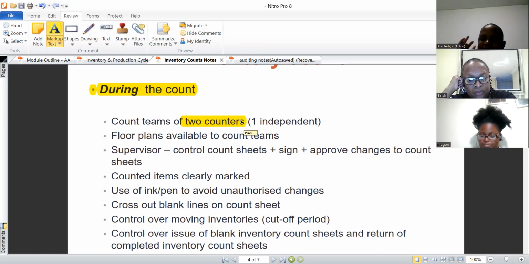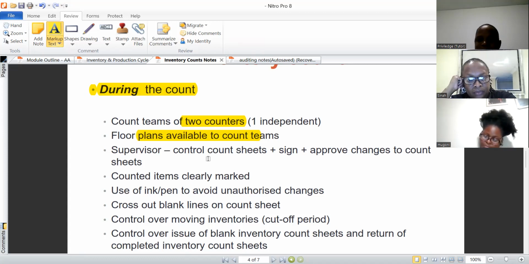But very important, there is a need for us to have one of the people being an external party, independent of the organization. In other words, not a full-time employee of the company. Then the floor plans should be used by the count teams. The supervisor needs to authorize. In other words, he or she needs to exercise what I would call control over forms.